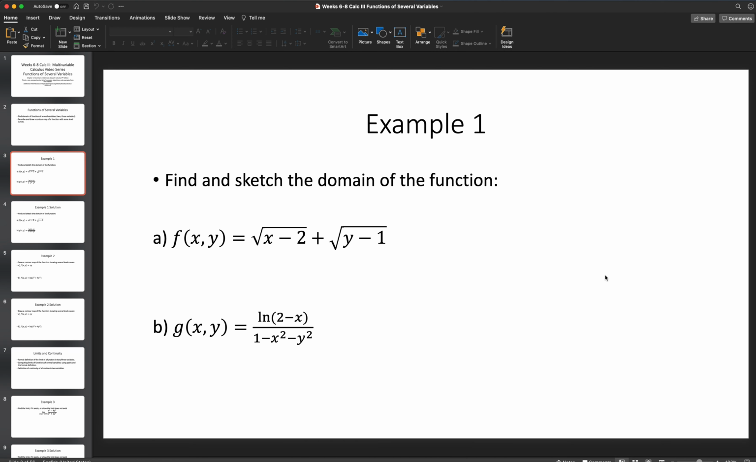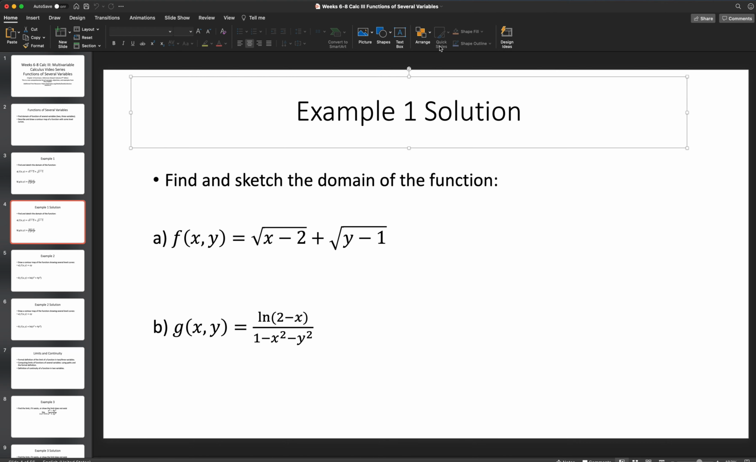Find and sketch the domain of the function. We have two functions here. f of x, y equals square root of x minus 2 plus square root of y minus 1, and g of x, y is equal to ln of 2 minus x divided by 1 minus x squared minus y squared. So let's go through and try to write out the solution here.